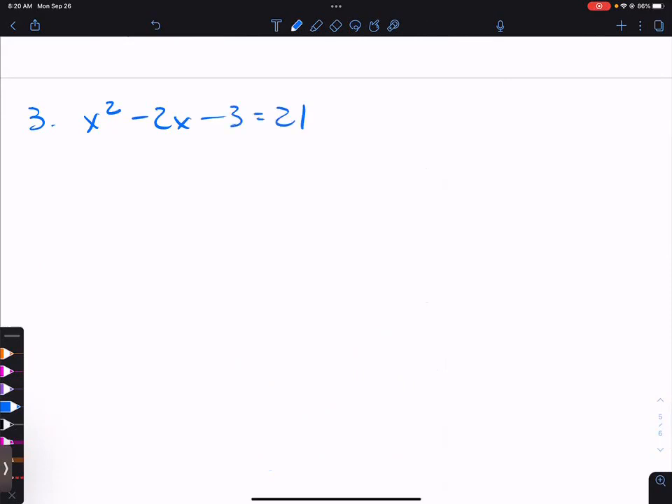All right, y'all tell me about 3 real quick. What do we need to do first? Subtract 21. Whether we're going to try to factor or use quadratic formula, we need that first, right? Neither factoring nor quadratic formula apply unless we've got everything on one side of the equation. So subtract 21 first. Now what?